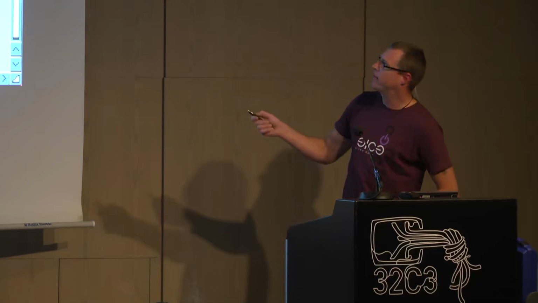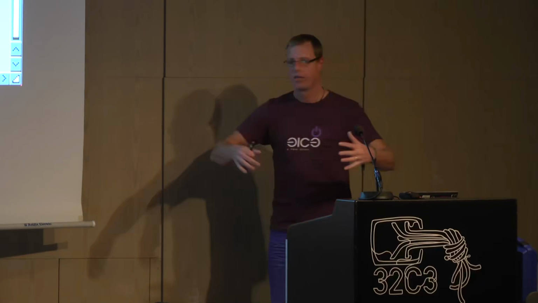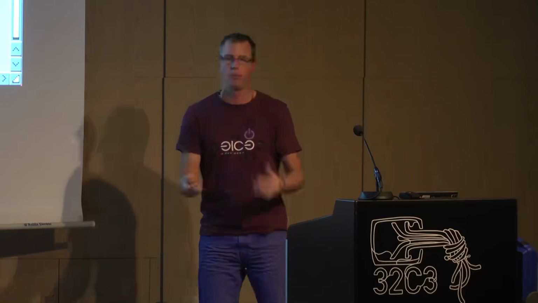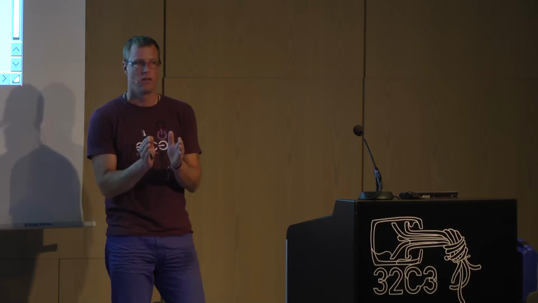The blitter actually had 3 DMA sources, so you could copy from 3 different sources and combine them in some specific way. It was able to define 256 different Boolean functions to combine the bits from those 3 sources. Then it wrote the result to a specific memory destination, which is the fourth DMA channel. Additionally, it had the possibility of shifting and masking, because as you know, memory is byte-oriented and not bit-oriented. But if you want to move just a single bit, then you have to do something. And this was done in hardware as well.